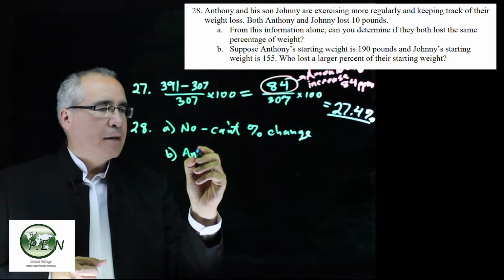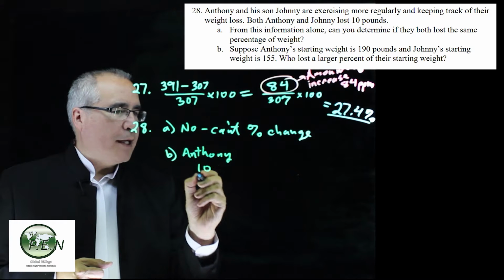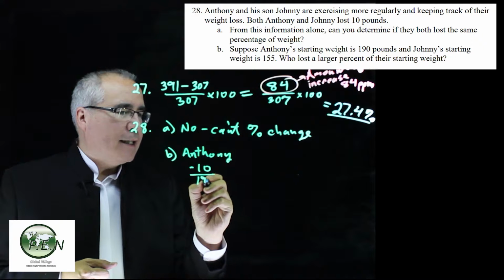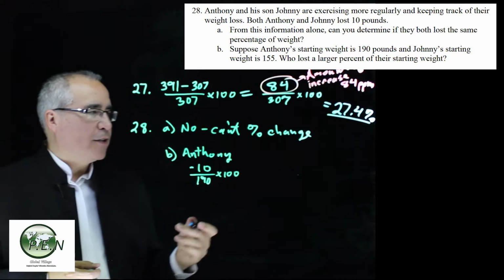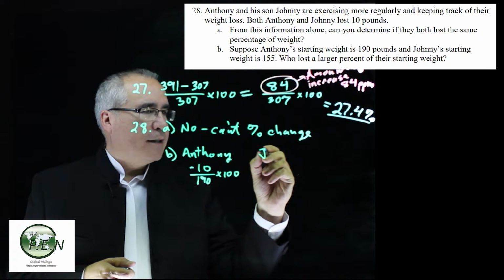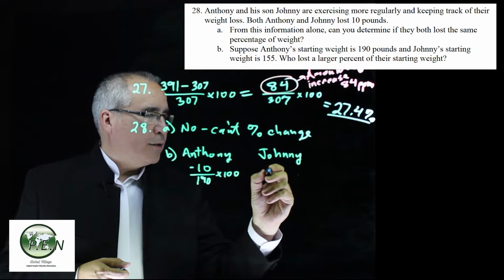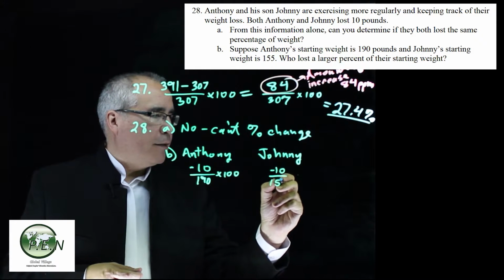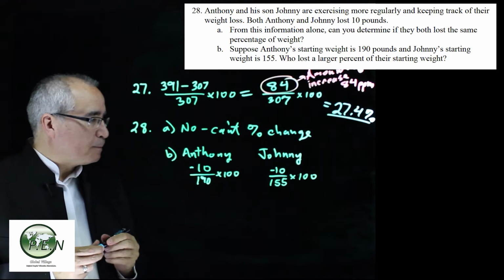Anthony. He lost 10 pounds. That's a negative 10. He started at 190, and when we multiply that by 100, we'll get his percent change. For Johnny, he also lost 10 pounds, but he started at 155. Multiply that by 100, and we'll get a percent change.